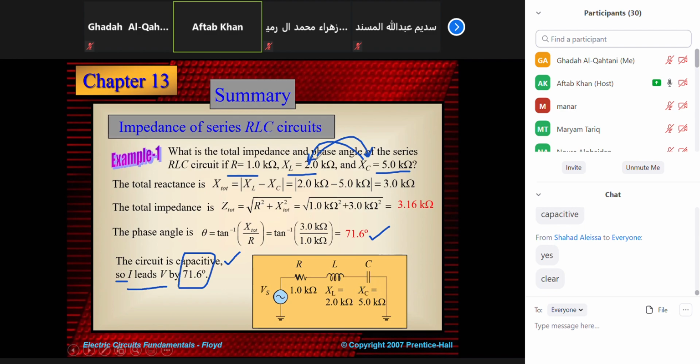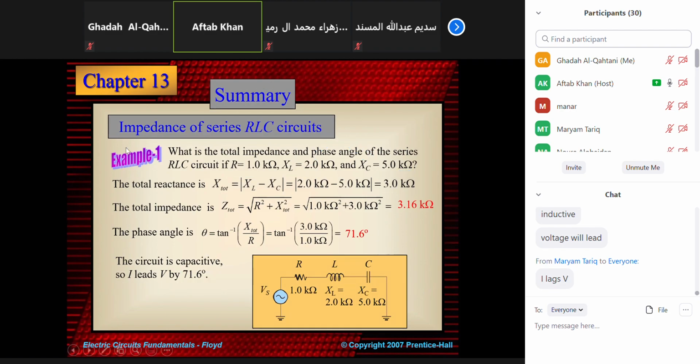For example, if I interchange these values, XC by XL, what will happen? The circuit will be inductive, because if we interchange, XL is more. So if inductive, I will say the circuit is inductive. So what will I be writing here now? Yes, correct. We can say voltage leads current by this angle. Or I can also say one more thing, I lags V by this angle. So this is the statement. It depends upon whether the circuit is behaving capacitive or inductive.